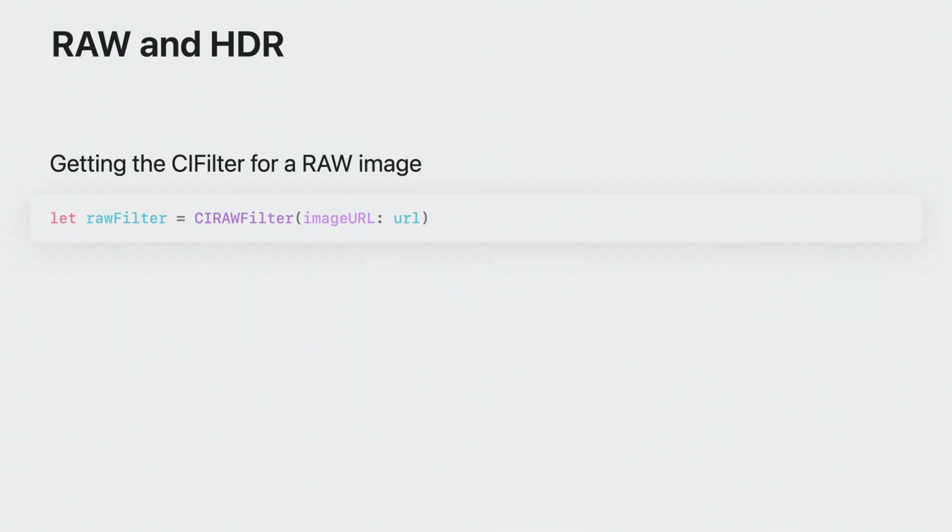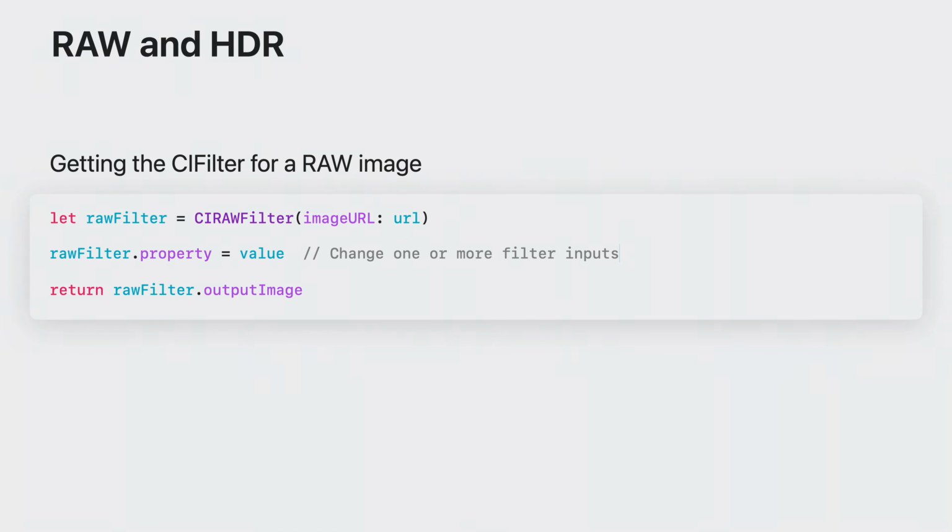However, if your app wants to unlock the full functionality of RAWs, then your code should create a CI RAW filter from the URL. If you just ask that filter for its output image, you will get a CI image with a default look. But the key advantage of this API is that a filter can be easily modified. Each CI RAW filter instance has several properties that your application can change to alter the output image.